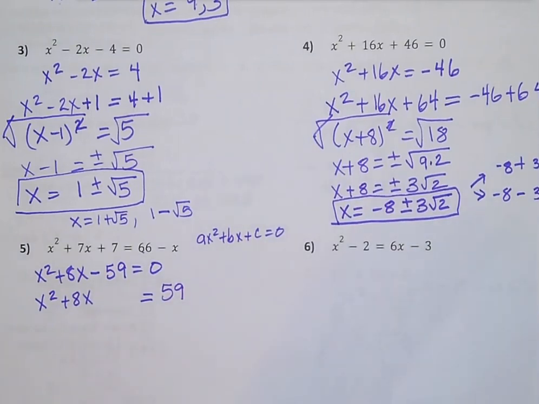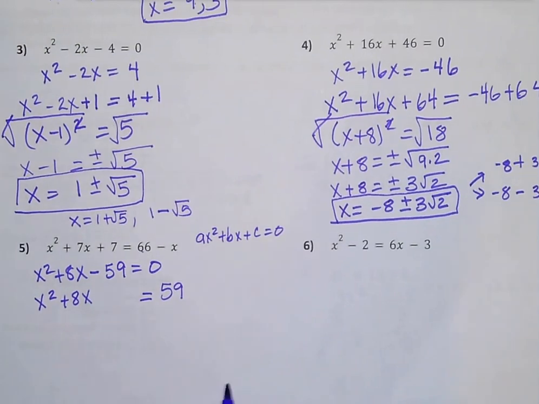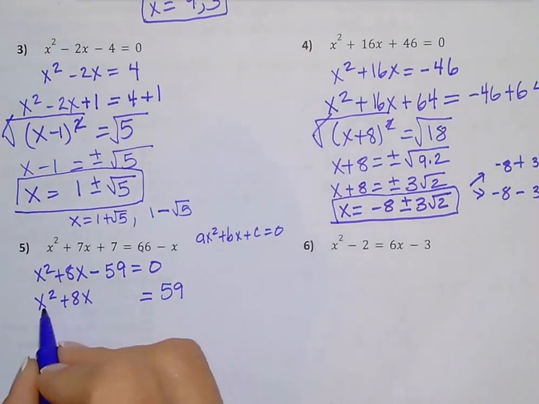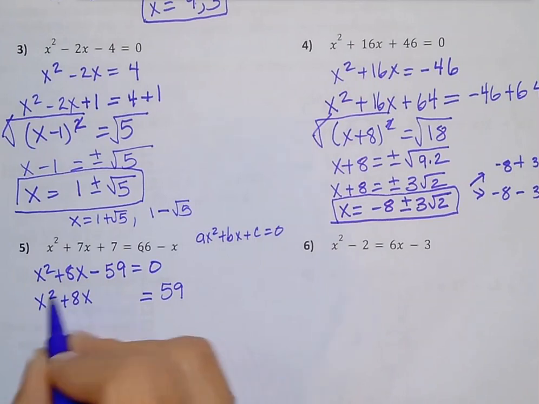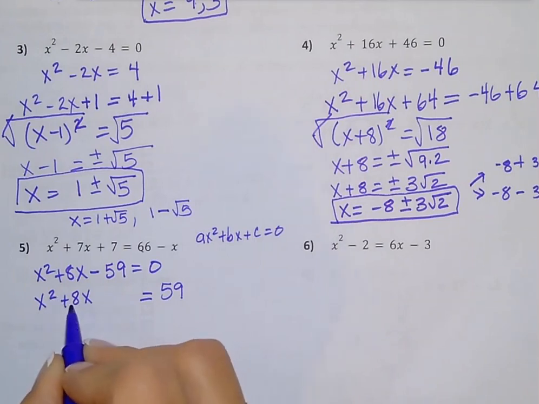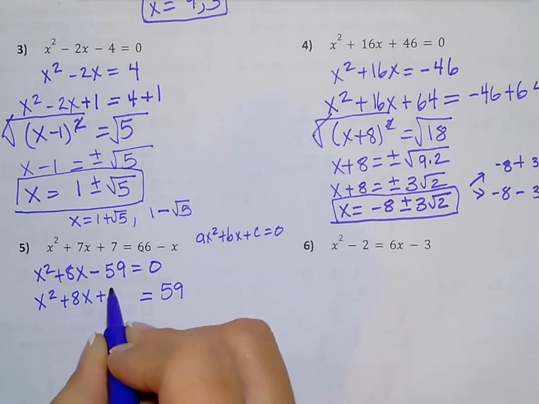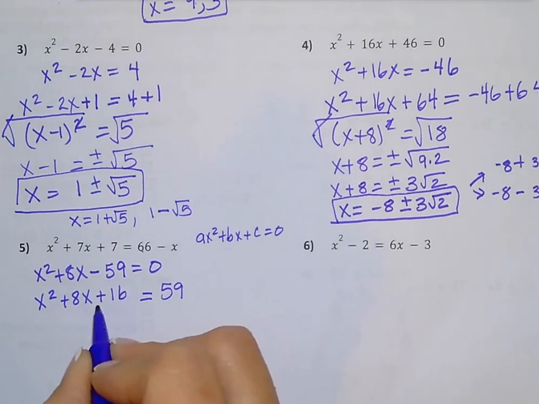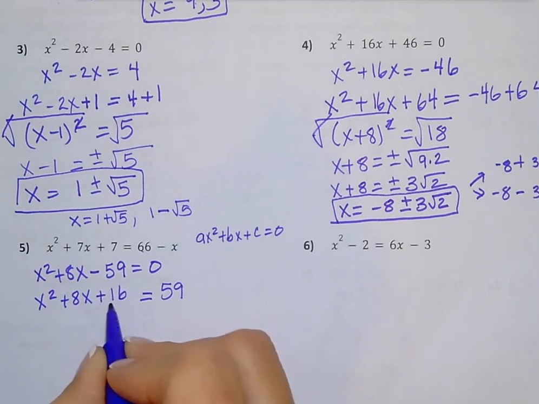This is actually a good technique for giving yourself room to work. I want to complete this square. I want to have a perfect square trinomial on the left side. So I'm going to take half of b, that's 4, and square it. That's going to be 16. So I left in that empty space, I just added 16.